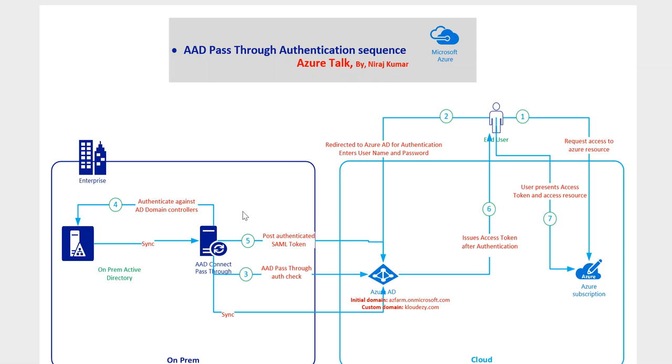But you see the difference between cloud-only identity and same sign-on was that authentication happened in those two scenarios against Azure AD, whereas in case of single sign-on, the authentication is happening against your on-prem Active Directory or on-prem ADDS.